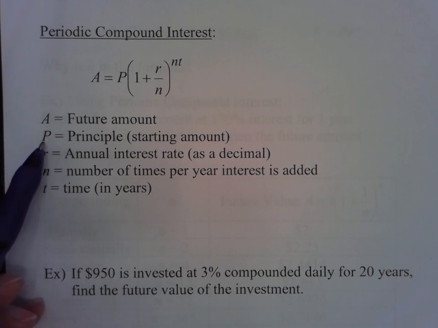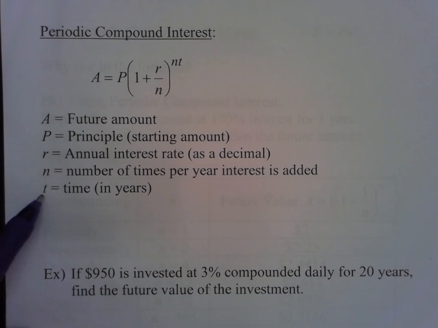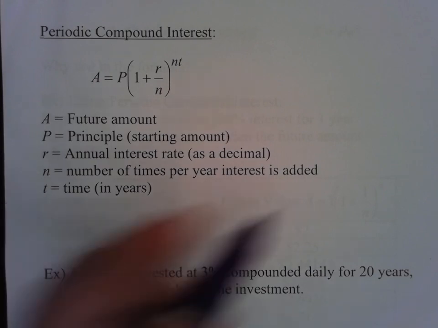P is the principal or the starting amount. The little r is the annual interest rate written as a decimal. N is what's called the compounding. This is the number of times per year that the interest is being added. And T is the time in years. So the N, let's speak about that, because this makes this formula unique.